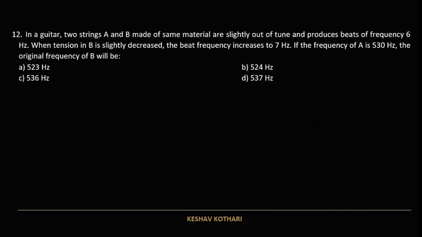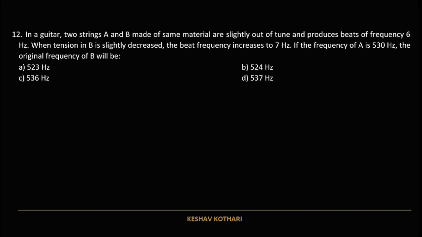In a guitar, two strings A and B made of the same material are slightly out of tune and produce beats of frequency 6 Hz. When tension in B is slightly decreased, the beat frequency increases to 7 Hz. If the frequency of A is 530 Hz, then the original frequency of B will be.